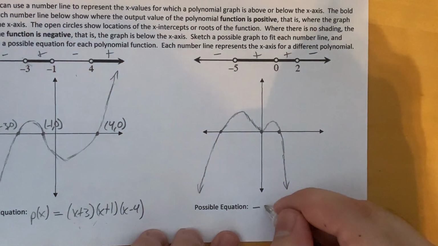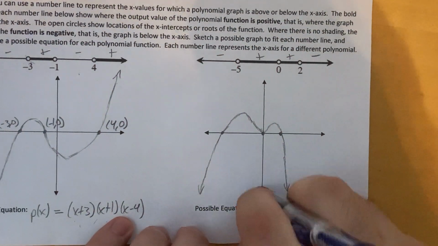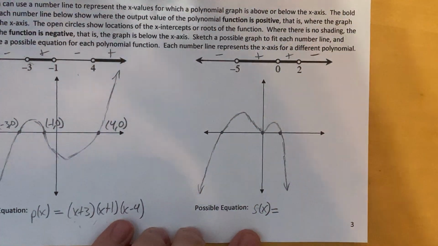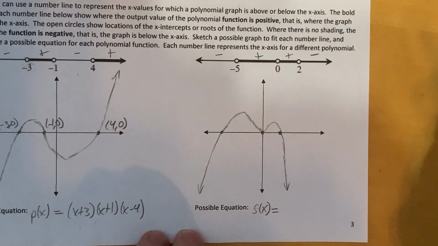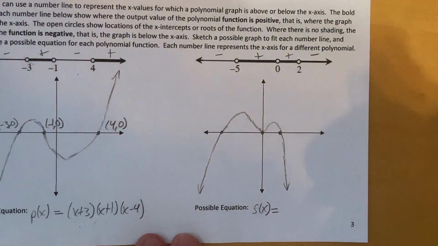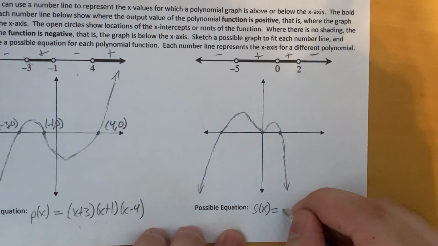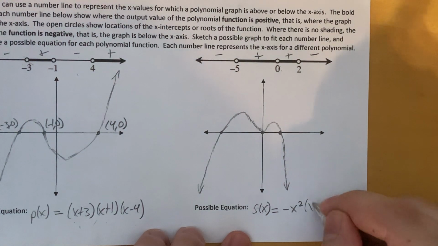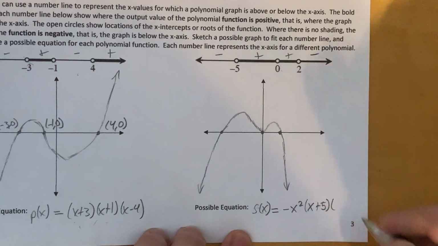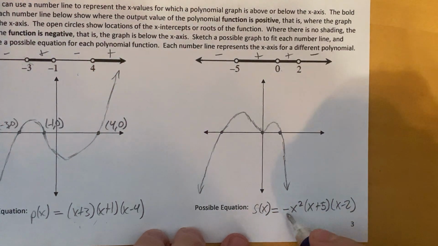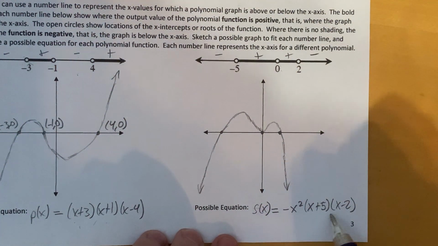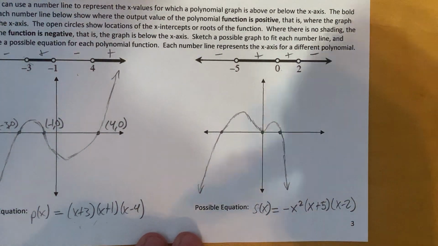So I'm going to write negative, and first I've got to state what we're finding. I'm going to do s of x equals, because it's an equation, it's a function. I can't just write that, then it's an expression. So I'm going to write negative x squared to account for the 0 times x plus 5 times x minus 2. If you look over there, you do the math, you'll get a leading coefficient of degree 4. And that's all you have to do.